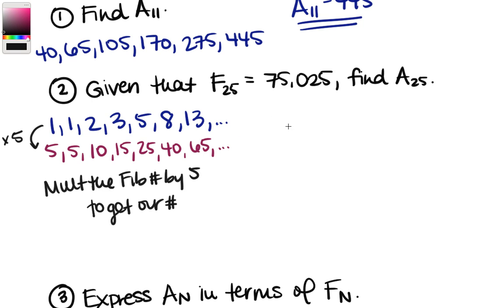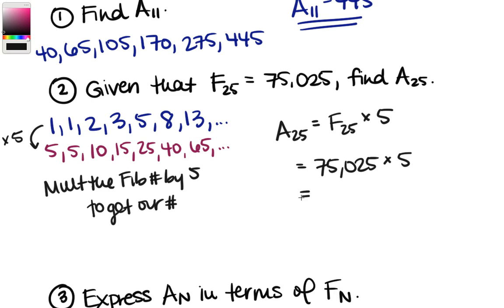So if we want to find A25, well, let's take F25 and multiply it by 5. So we're going to take 75,025, multiply it by 5, and what we get is 375,125, which is the 25th number in our Fibonacci-like sequence.